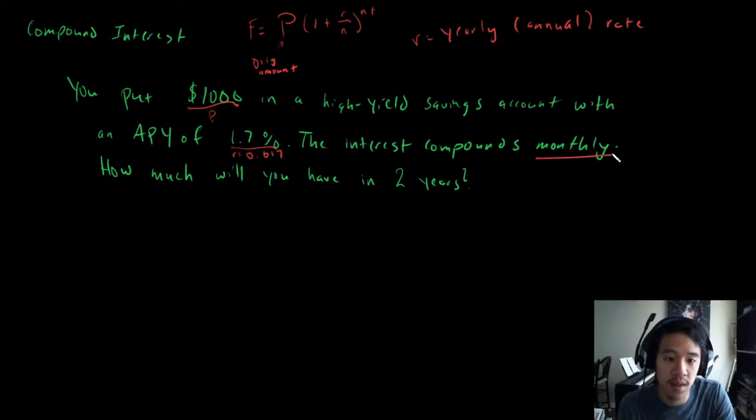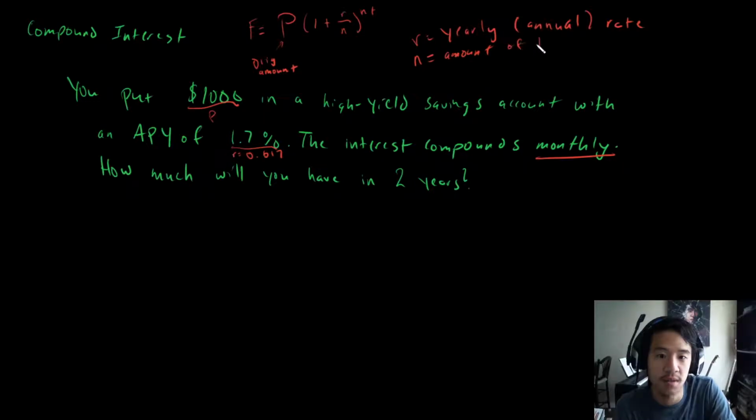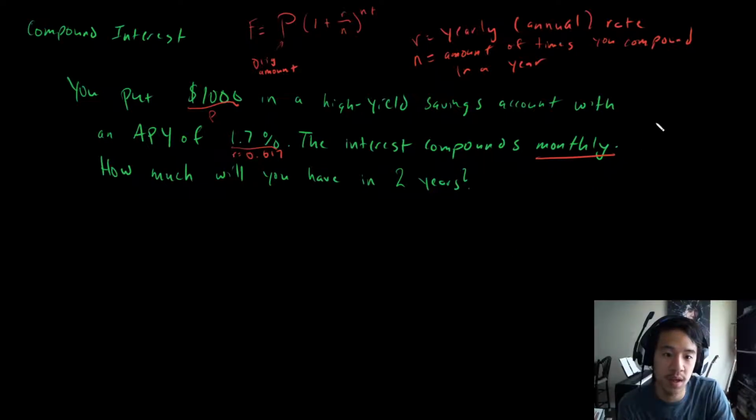All right, the interest compounds monthly. So monthly, N is the amount of times you compound in a year. So if it's monthly, then N is equal to 12. Let's see, you also get semi-annual.